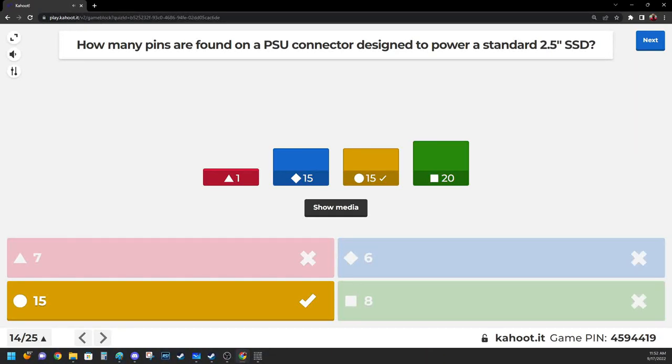So, how many pins are found on the connector designed to power a standard 2.5-inch SSD? On our whiteboard, we called this a modern hard drive. Kind of my fault on this one because we haven't covered hard drive acronyms yet. If you didn't know that an SSD, a solid-state drive, is only SATA, it would be hard to break down. That would be your 15-pin SATA power. So if you got this one wrong, don't worry. We have a lot of hard drive stuff to talk about next Saturday. A lot. 7-pin is only for the SATA data cable. That 7-pin SATA is from the hard drive to the motherboard to carry information. So we definitely can't confuse those two.